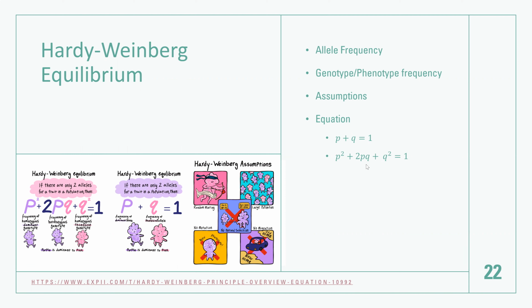2PQ represents the proportion of a heterozygous phenotype because you get a genotype of the dominant and the recessive. And you can also flip them, because you have the commutative property, and you can have a recessive allele first and a dominant allele second. So on and so forth for the recessive allele, where 2 recessive alleles means Q squared is the proportion of the recessive phenotype.